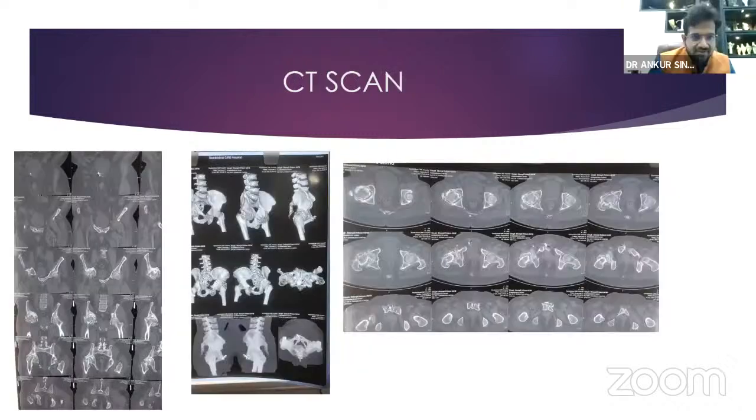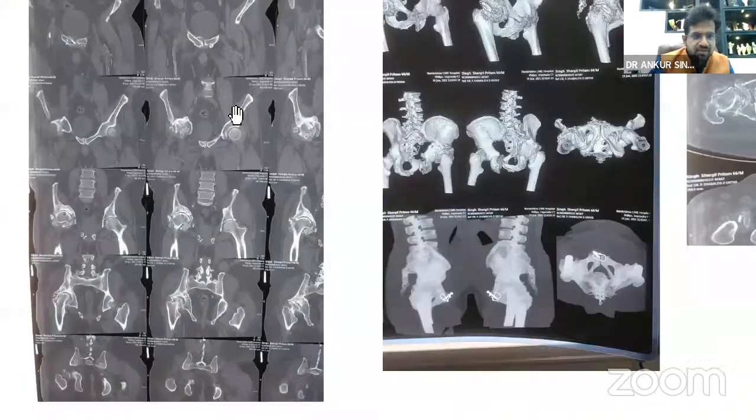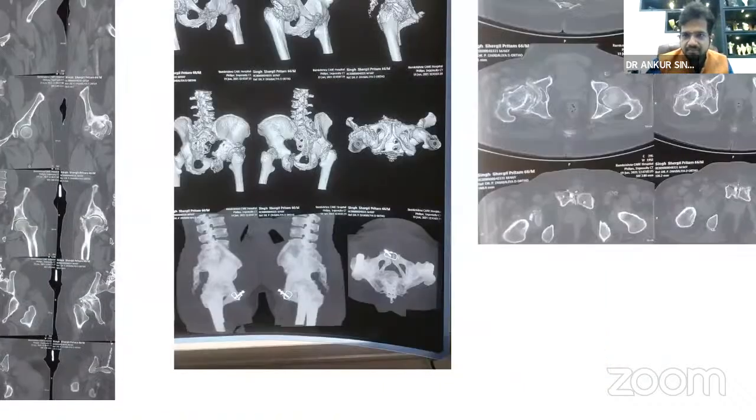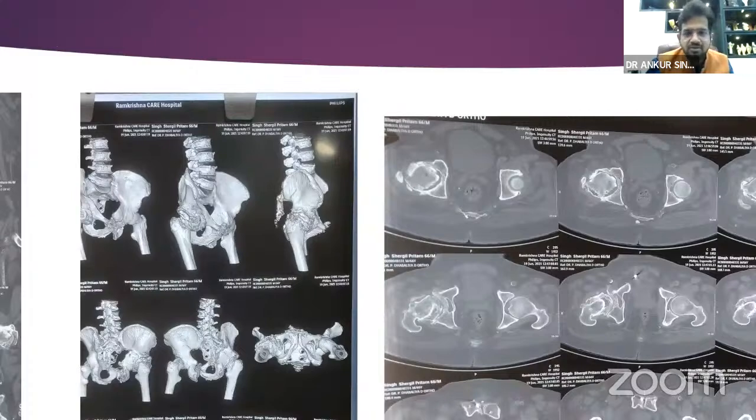So these are his CT images. So this case is open for discussion. It's a very big acetabulum, and the templating came out to be around 62 was the size of the acetabulum. Rajkumar sir, your thoughts on this?